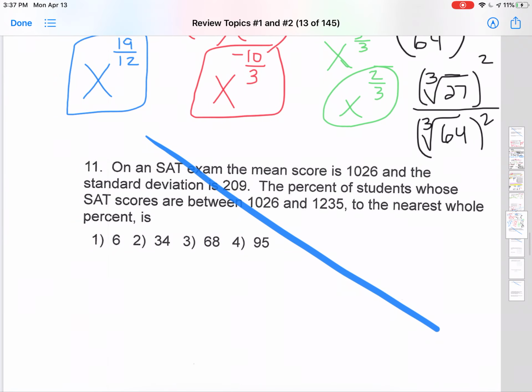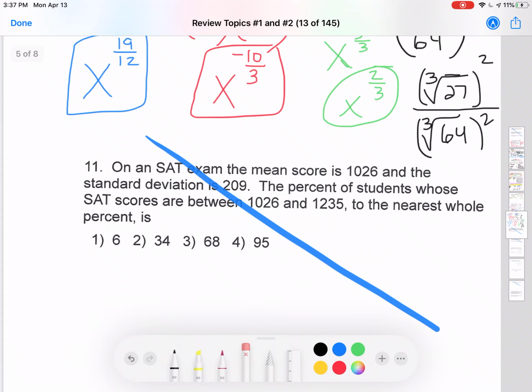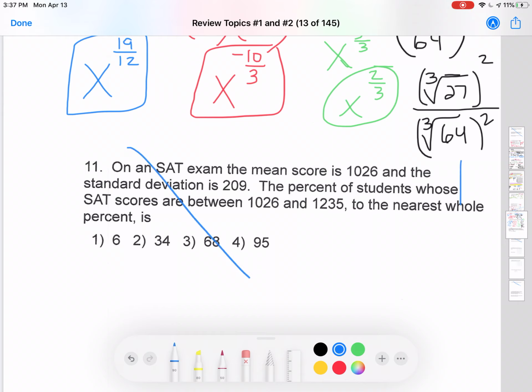All right, we're not doing this question anyway because it's statistics, and I did not get to teach you that unit yet. We'll leave that mark going through, though. But I'm going to use this space right here.